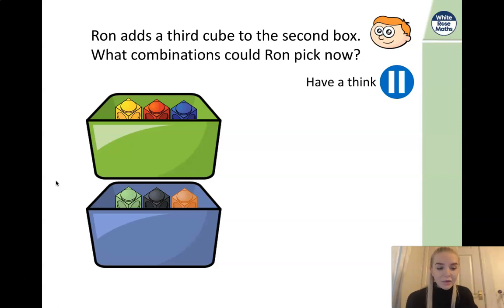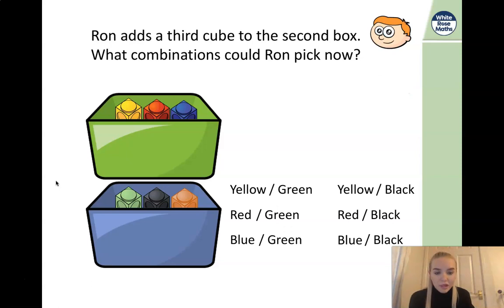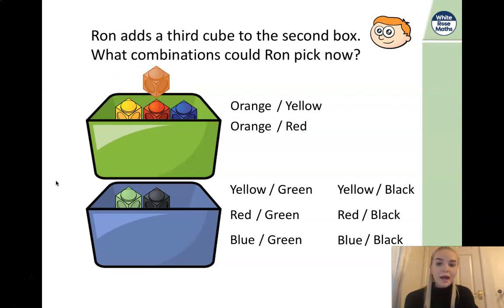Okay, let's see if you had the same ideas as me. So what we can do is have our previous combinations ready, because we know the only extra cube that he has added is the orange one. So now we're thinking, oh, we could make the orange cube go with the yellow cube to have a combination, the red cube to have a combination, and the blue cube to have a combination. Could the orange cube go with the green cube or the black cube? No, remember, because he's choosing a cube out of each box.